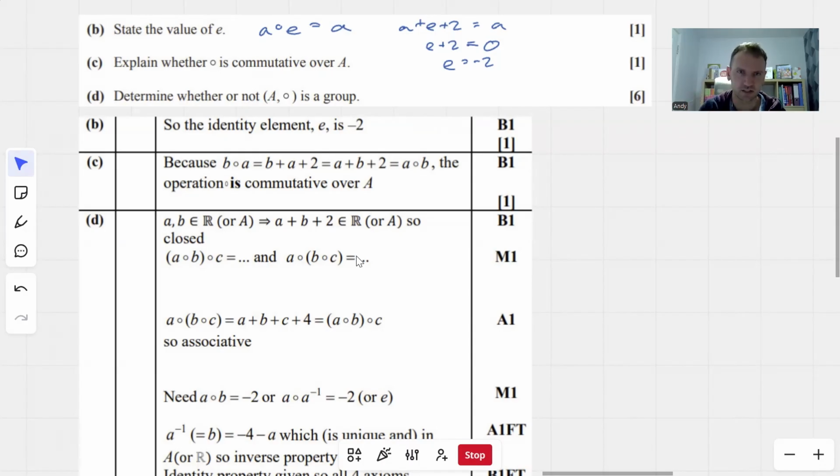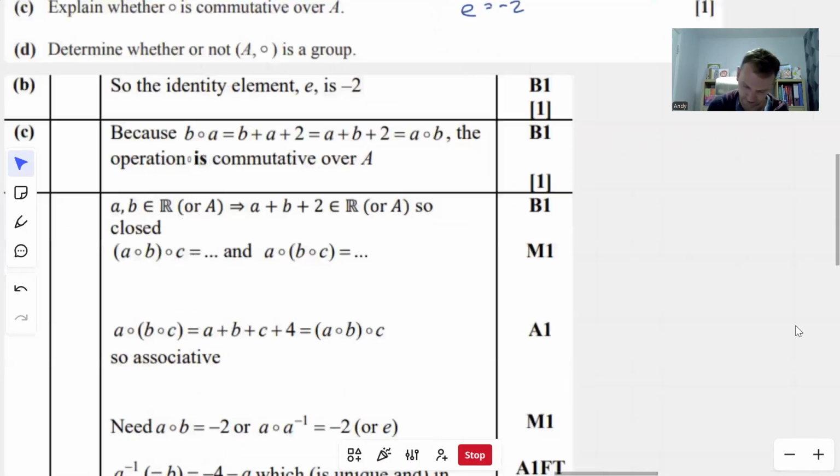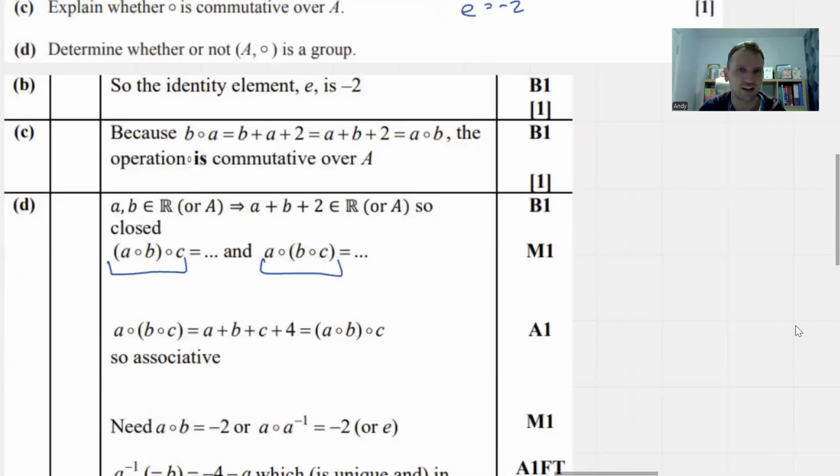Next thing to check is associativity. Now, as a reminder for associativity, it's checking that these two things are equal here. Now, a little bit of algebra should give you that they're both equal to A plus B plus C plus 4, and therefore you should state, so it's associative. Make sure you're setting it up, testing, and then concluding after you found it. Don't just do something where it says associative colon and then do the work. Like at the end, make sure you state these things are equal, so our operation is associative.